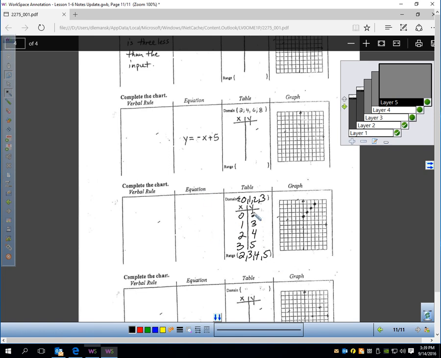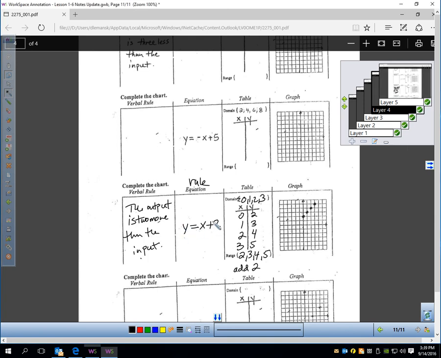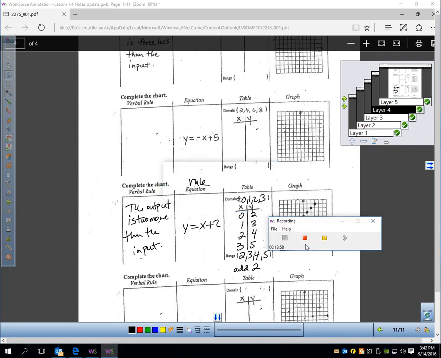Let's get our equation. What's the pattern? Well, it looks like I'm adding 2 every time. My rule, my equation, which is also called the rule, is y equals x plus 2. The verbal rule, the output is 2 more than the input. That's a good detail of how to do this lesson. I'm going to stop the video here. If you have questions, let me know.